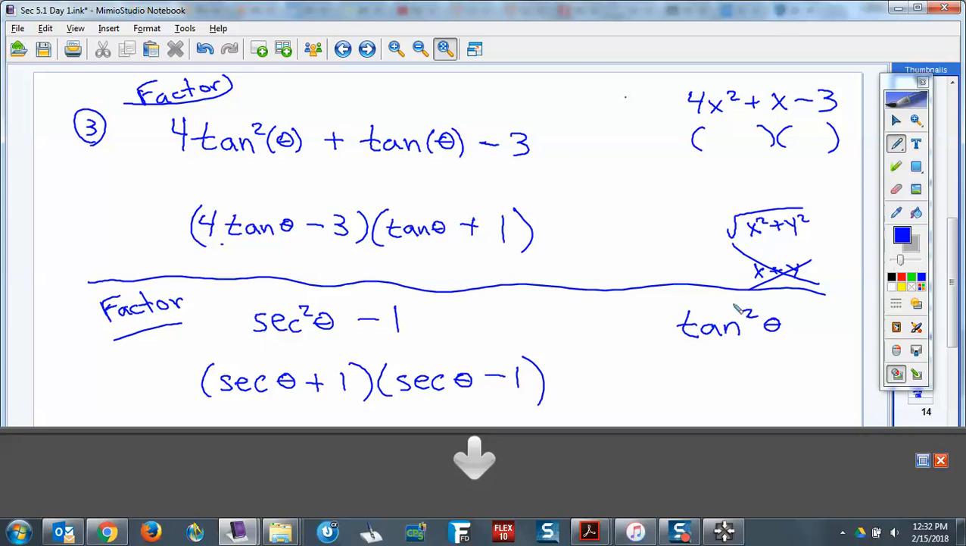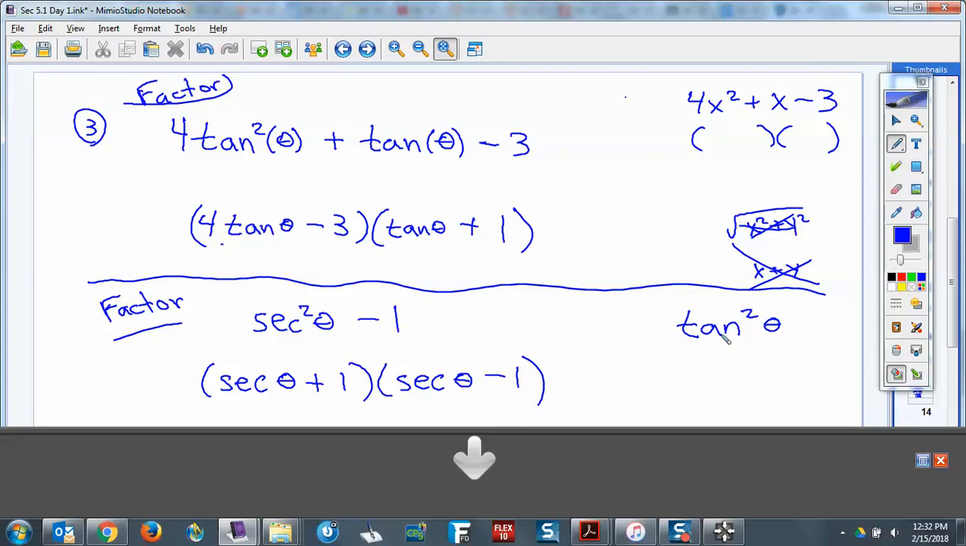That doesn't work, right? Because that'd be like doing square root of 9 plus 16, which of course we know is square root of 25, which is 5. But if you do the square root of 9 plus the square root of 16 and do 3 plus 4, that's 7. It doesn't work. So sometimes people think, okay, sine squared minus 1, I can do the square root of that and get sine minus 1. No, that doesn't work.